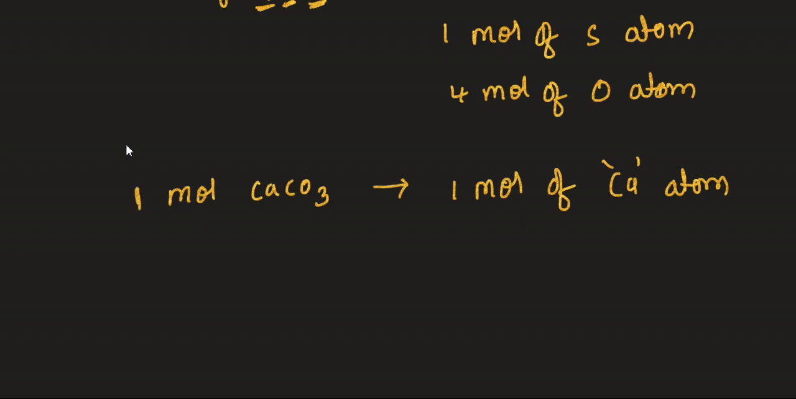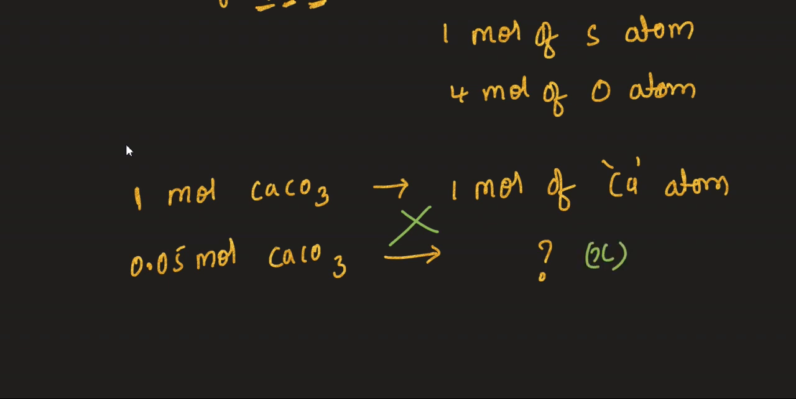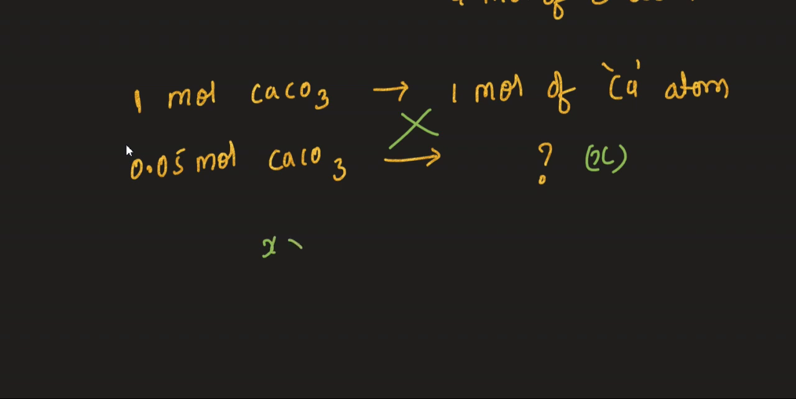Next, they have given 5 grams. 5 grams means how many moles did we get just now? 0.05, right? Then 0.05 mole of calcium carbonate should contain how many moles of calcium atom? So we can do cross multiplication, let it be x. X into 1 is equal to 0.05 into 1. So from here x is nothing but 0.05. Got clarity everyone?